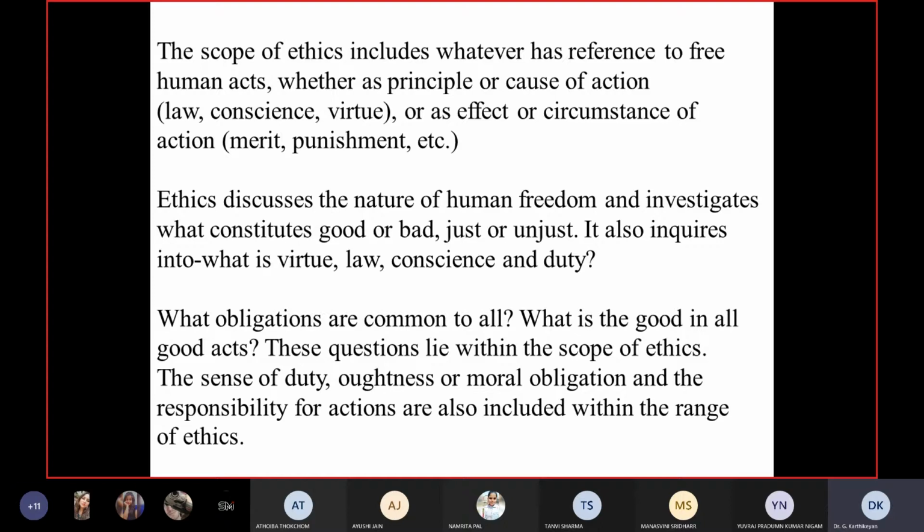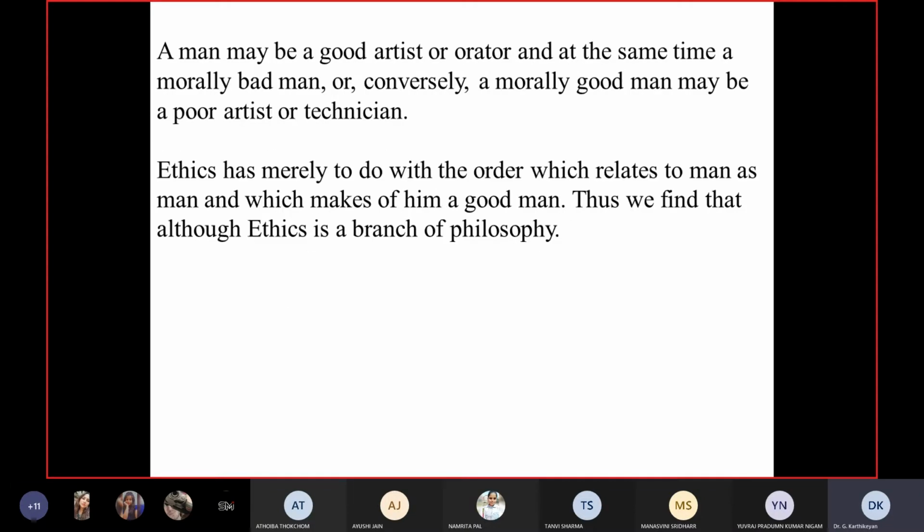So what obligation is common to all? What is the good in all these good acts? This is something that is philosophical. What is good in all the good acts? These questions lie within the scope of ethics. The sense of duty, the sense of oughtness or moral obligation, and the responsibility for actions are all included within the range of ethics. So ethics is extremely broad, right?